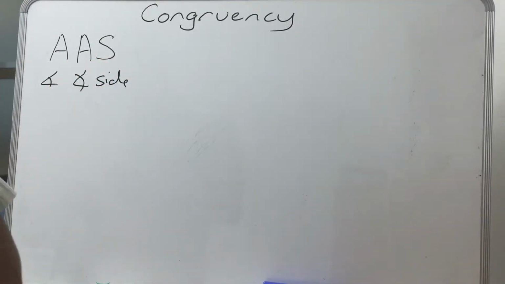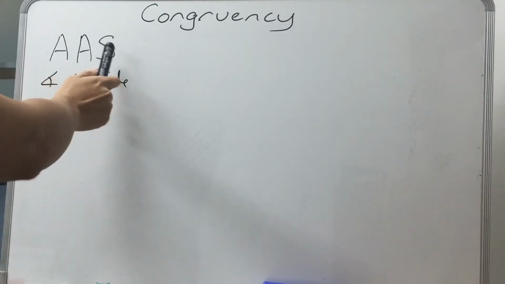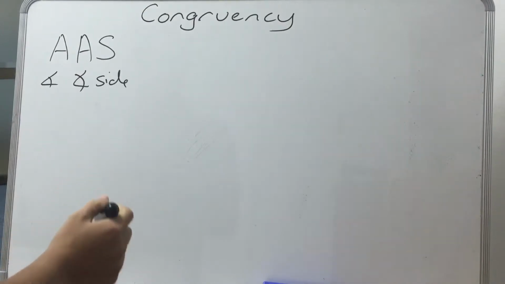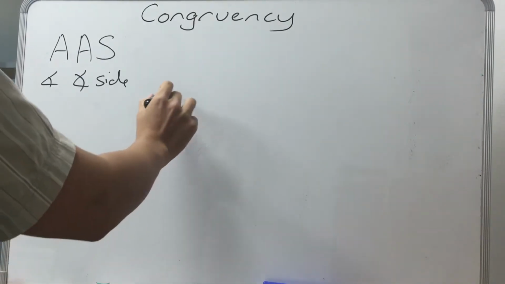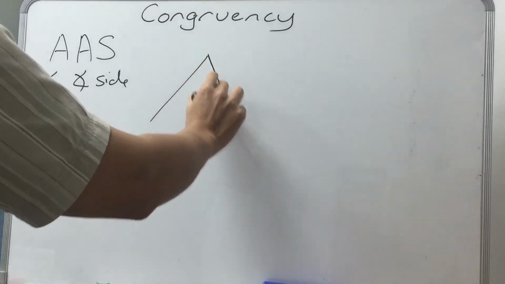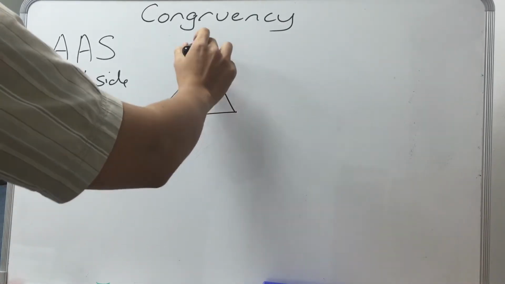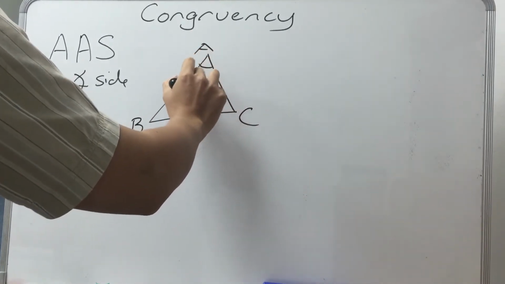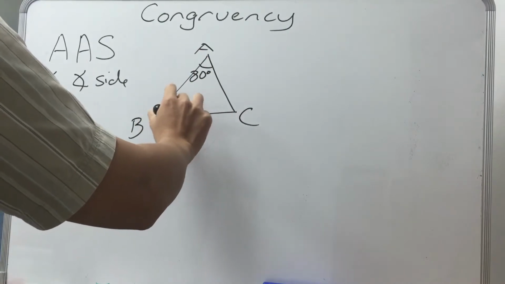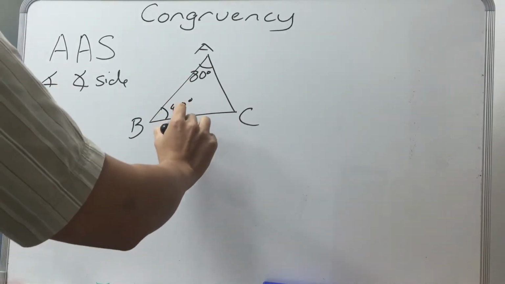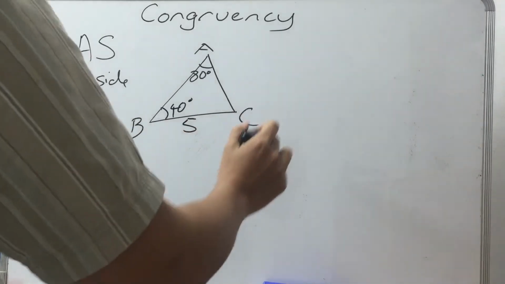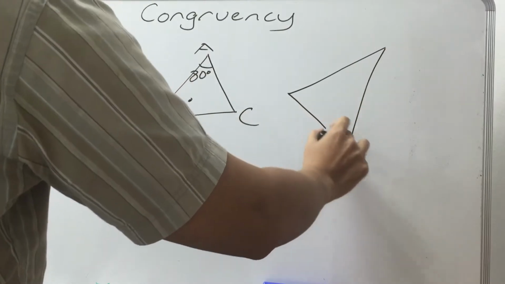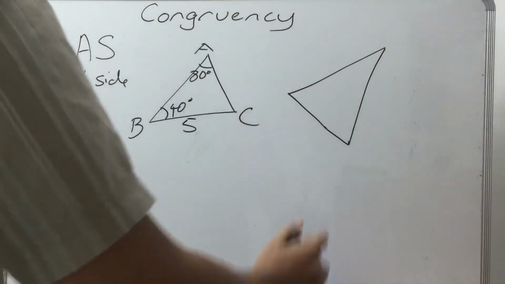So how do we use this? When you have 2 common angles and 1 equal side for your 2 triangles, then they are congruent too. So for example, we have triangle ABC again. ABC looks like this. Let's call this 80 degrees and this is 40 degrees. BC is 5 cm. When we want to compare with another triangle, let's say that this triangle is XYZ.